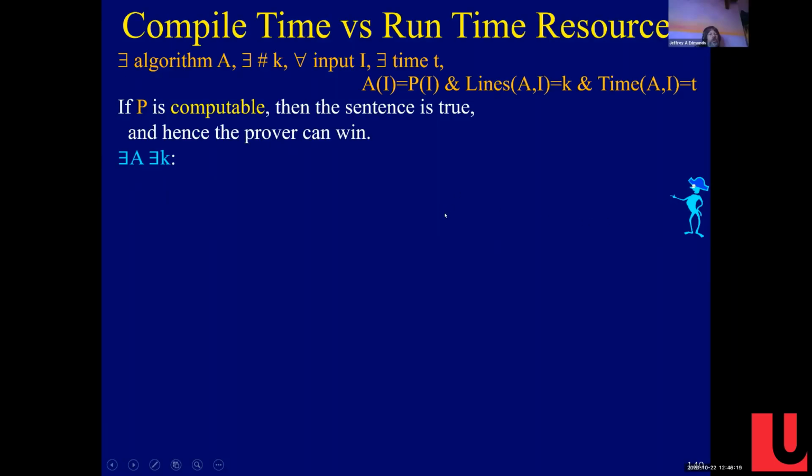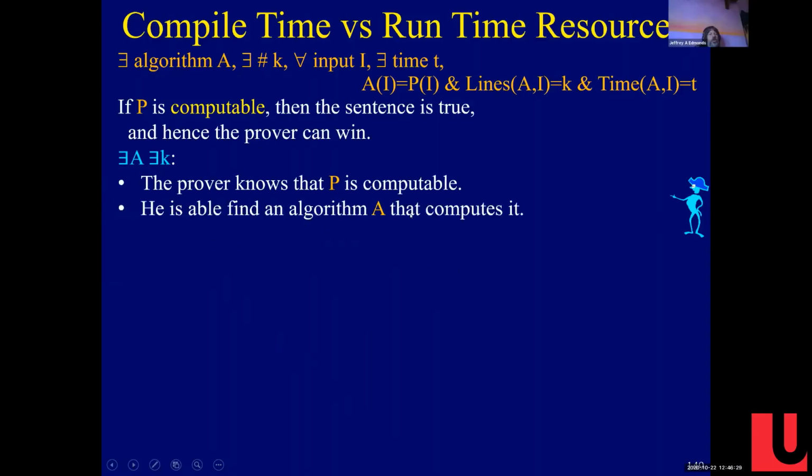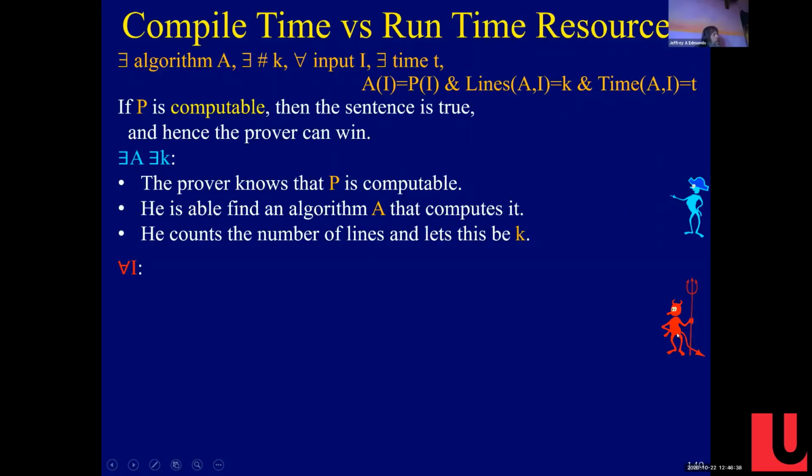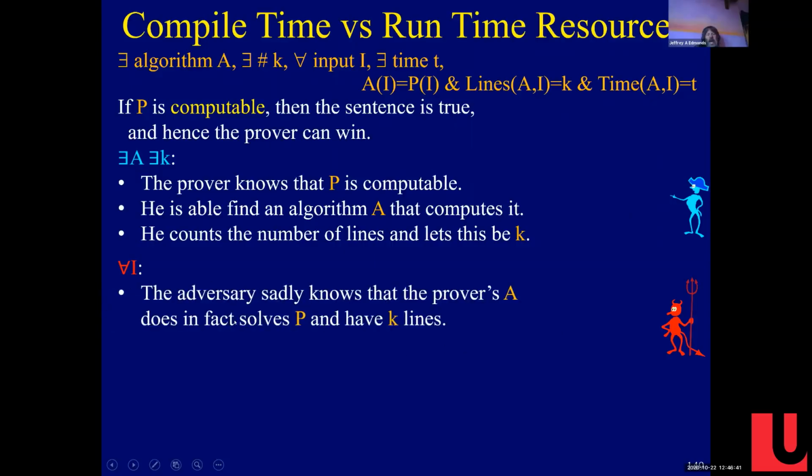What do we mean by that? How do we come up with the winning strategy? If it's computable, then the prover knows that it's computable, and he comes up with an algorithm that computes it. Then he counts the number of lines of code he has, and he calls that K. What does the adversary do? He's very sad because he knows he's going to lose. He sadly knows that the prover's algorithm does, in fact, solve the problem, and that it does, in fact, have K lines.